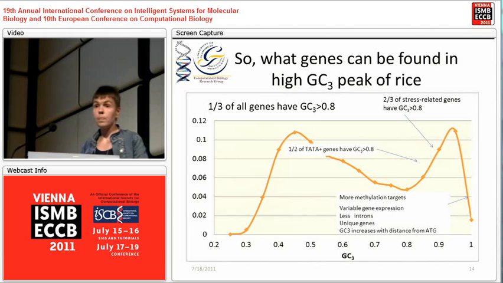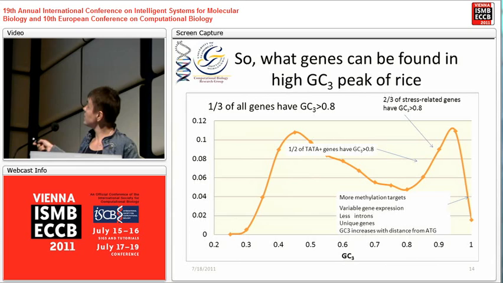Here is a summary of what we found in our plant exercise. For the stress-related genes, two-thirds of them have GC3 about 0.8. But overall, for the entire genome, only one-third have GC3 above 0.8. 50% of transcription factor genes have GC3 above 0.8. What else? There are more methylation targets, variable gene expression, fewer introns. They are mostly unique genes, and GC3 increases with distance from the ATG. So this was our summary of our plant exercise.